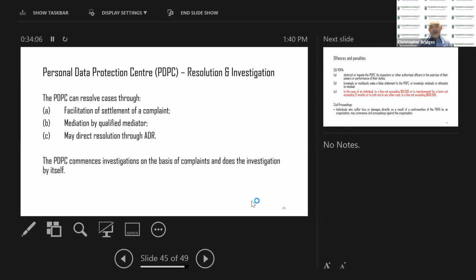You also have the Personal Data Protection Commission, whose function is to resolve disputes between an individual whose data has been compromised and the organization, as well as investigate breaches of the PDPA.